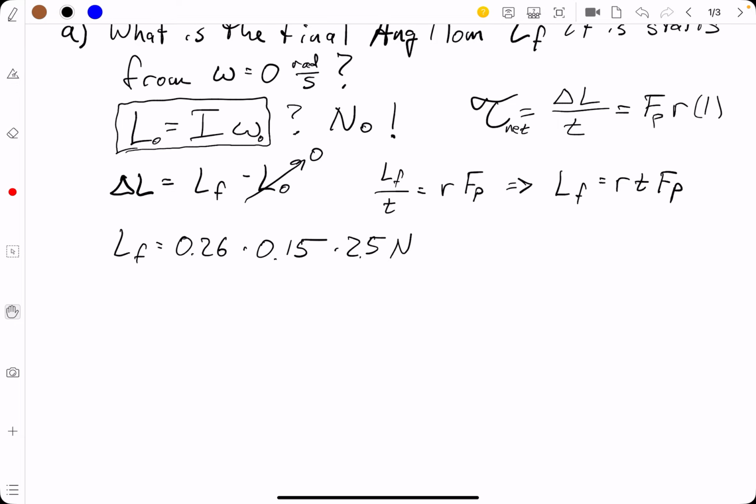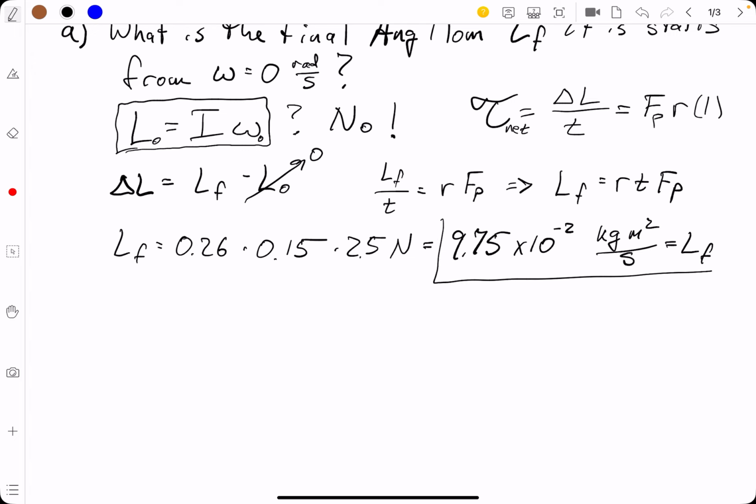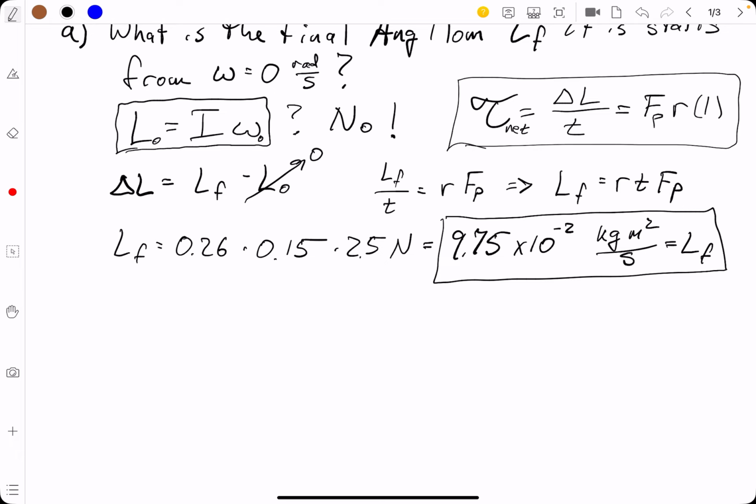Good. So, what is that number? That is 9.75 times 10 to the minus 2 kilogram meter squared per second. That's our LF. So I'm gonna sum it up. All right, that's our answer. Because we used this equation. All right, not this equation. We're gonna Ghostbusters that thing. Okay. B. We got more to this, of course.